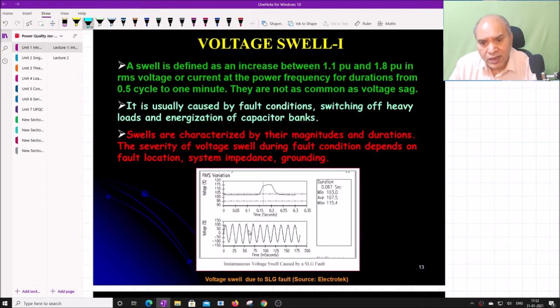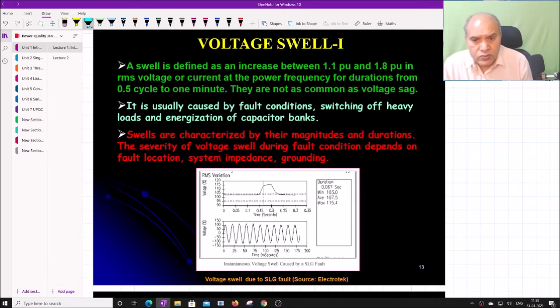Now then comes voltage swell. Similar to voltage sag, there is a voltage swell. However, in voltage swell, the magnitude of voltage increases from 1.1 to 1.8 per unit at the fundamental frequency or the power frequency for a period from half cycle to 1 minute. They are not as common as voltage sag, and they are normally caused by fault conditions, switching of heavy loads and the energization of capacitor banks.